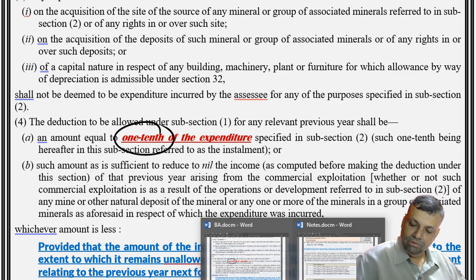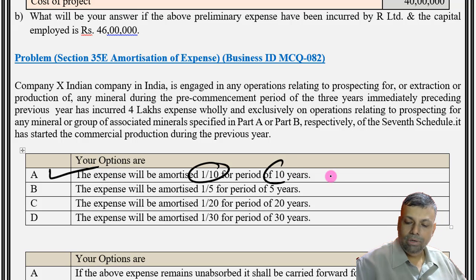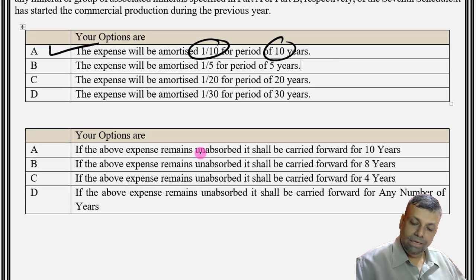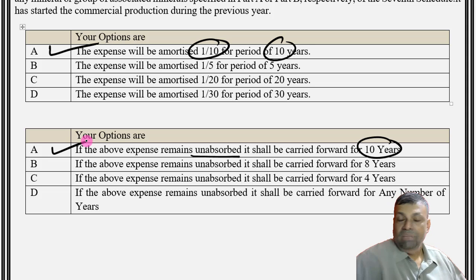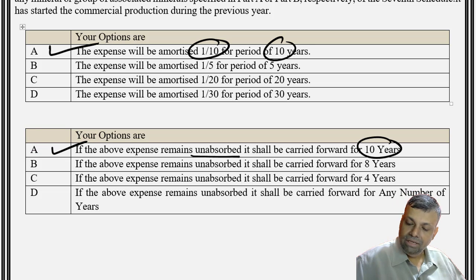So I think the first MCQ I can straight away answer. In this particular case, the first MCQ is: maximum carry forward set off is 10 years, 1/10 for the period of 10 years. So that is already answered. Now if the above expense remains unabsorbed, that means you cannot utilize it, you can carry forward and set off for a maximum period of 10 years. This is one very special feature of this particular section. In fact, this is a very old provision, and that old modus operandi of the law has remained as it is, with no modifications done since many years. So here it is 10 years carry forward set off. Remember this particular point very carefully, friends.